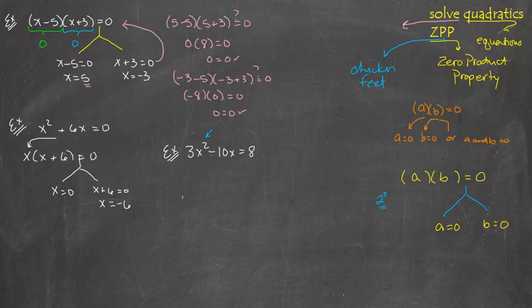And we should look at this. I have 3x squared minus 10x equals 8. Zero product property requires that I have factors on one side and that I have 0 on the other side. And when you work with this one, you always want to solve for 0 first and then factor. So first I'm going to subtract 8 from both sides.